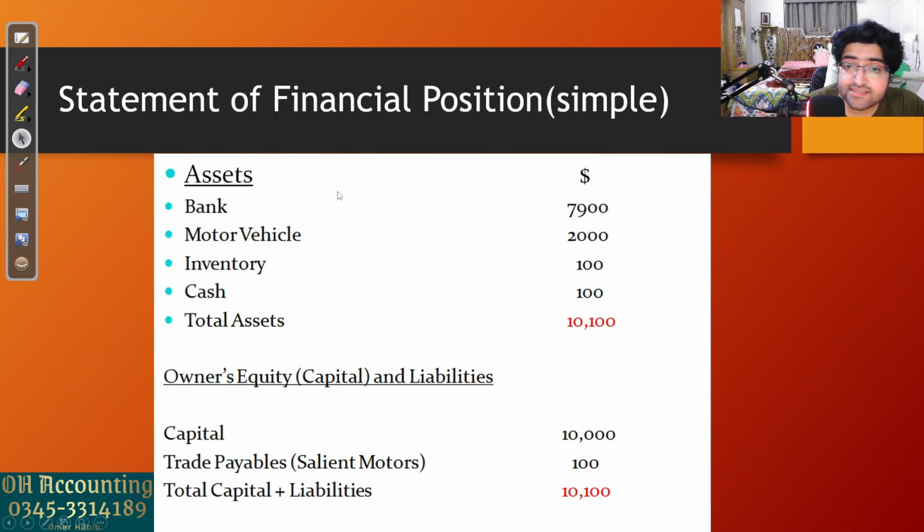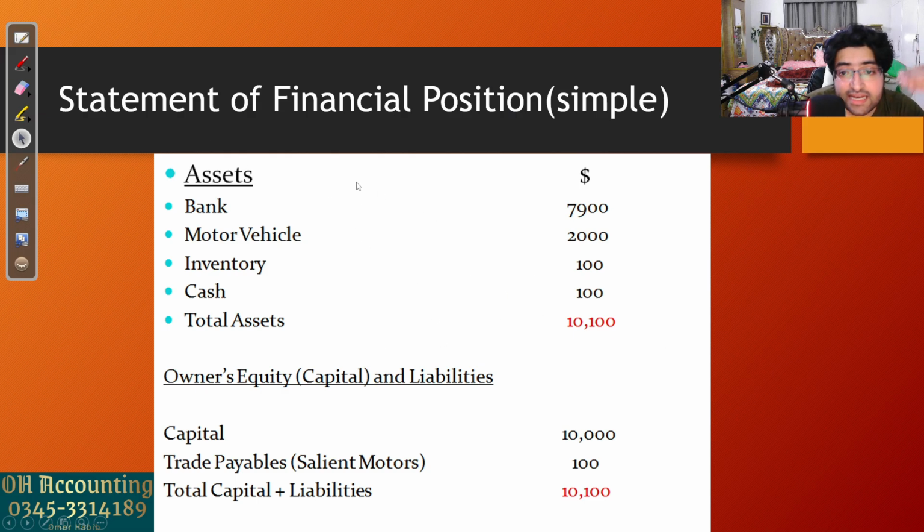Now, what is a statement of financial position? A statement of financial position, in simple words, is a list of all the assets owned by the business, all the liabilities that you have to pay back, and the capital of the owner invested into the business.